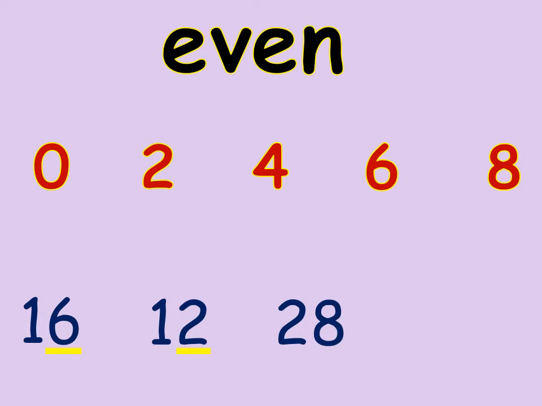That's another big number. 28. Do you want to skip count all the way to 28? No, we'd have to have a big number line. That would take too long. So how do we know if 28 is even? It's easy. Look at the last digit. Right there. The last digit is 8. Is 8 even? Yes, 8 is even. So if 8 is even, then 28 is even.